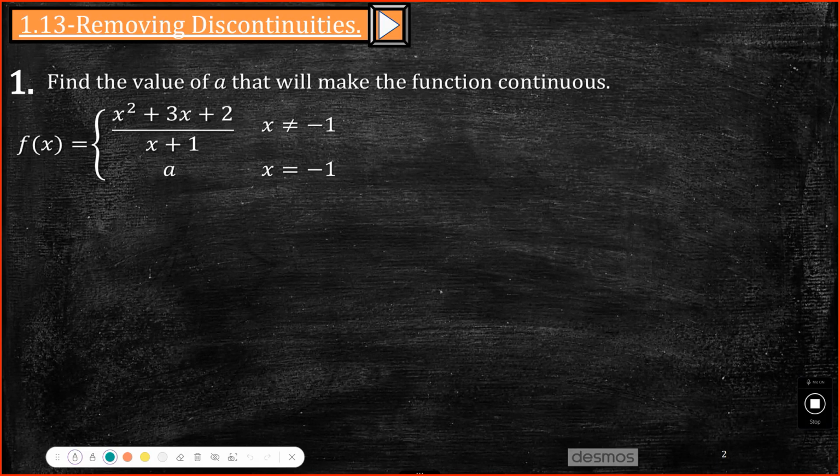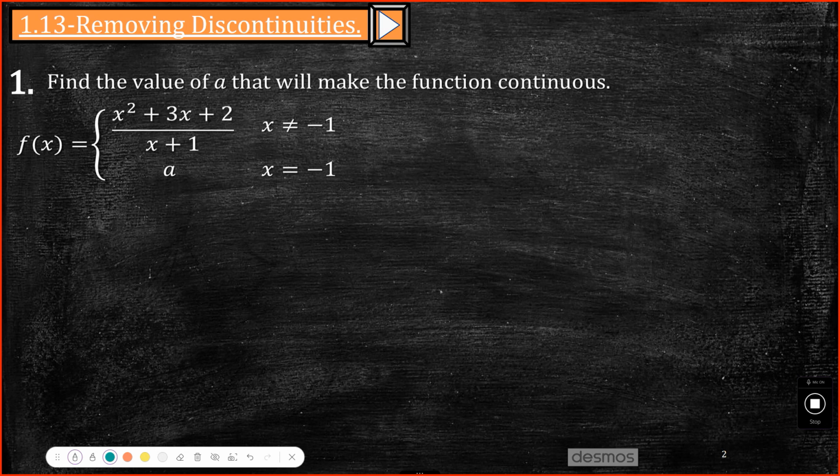Removing discontinuities. Find the value of a that will make the function continuous. So this particular problem, again, the domain is what you have to really understand. It's saying that x not equal to -1 is this, and x equal to -1 is this y value, this output. It's an output. So this is a rational function here, no?